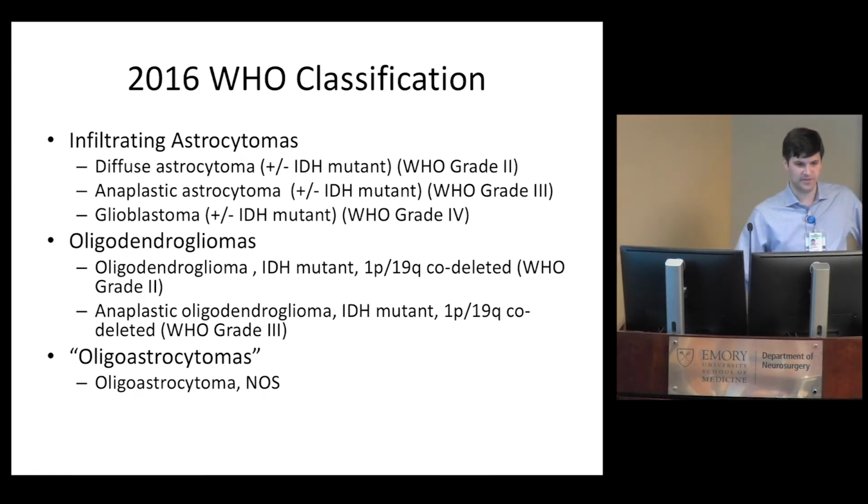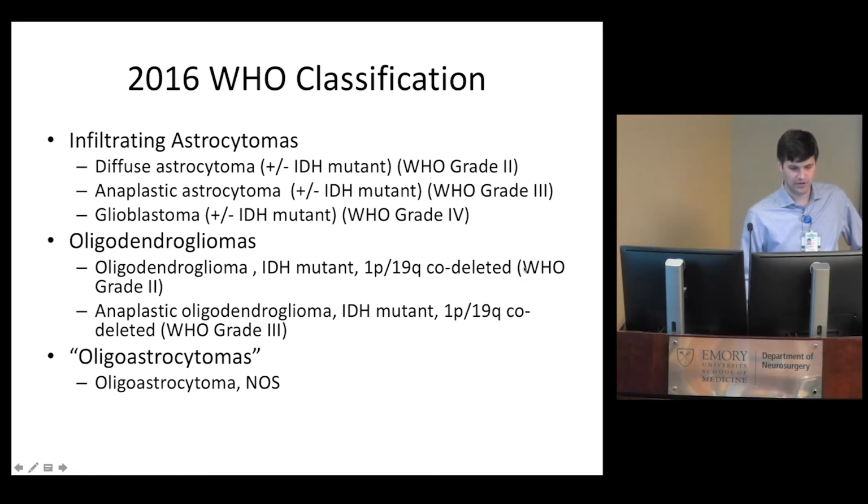So what does this mean for our new classification scheme? We still have a lot of the same terms. We use diffuse astrocytoma, and that would be plus or minus an IDH mutation, and that's in the diagnostic line. Same thing for anaplastic astrocytoma and glioblastoma. And then for oligodendroglioma, it by definition has to be IDH mutant. And so in order to diagnose an oligodendroglioma, you have to demonstrate an IDH mutation. And then you also have to demonstrate a 1p19q codeletion, all right?